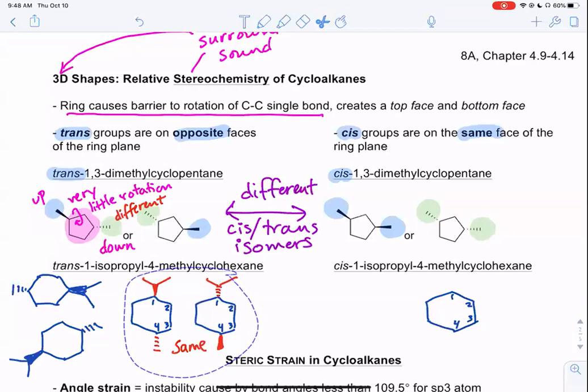Then if we draw cis 1-isopropyl 4-methylcyclohexane, I'm not going to draw as many examples. I'm just going to show that these two should be on the same side, the methyl and the isopropyl. So those are just a couple of examples to get you going with the cis trans designation. Cis same, trans opposite.